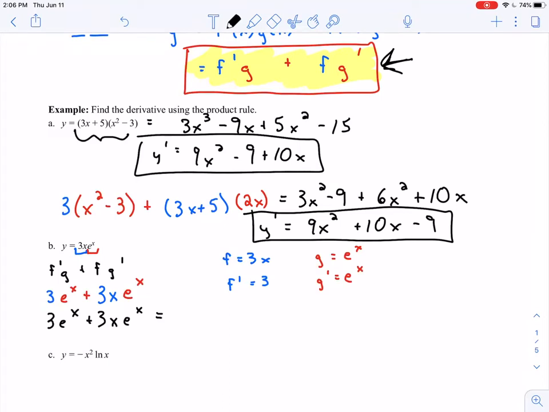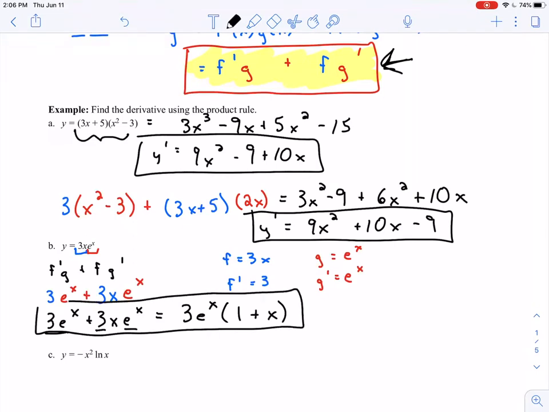So if I wanted to factor this entirely, I see a factor of 3e to the x in each of these terms. So that means I could factor out 3e to the x, and that will leave me with 1 plus x. Do you have to factor? No, absolutely not. But I think it's a good skill to start practicing, because there will be problems where it will be very, very helpful for us to factor. So I would say either of those forms are perfectly fine here.